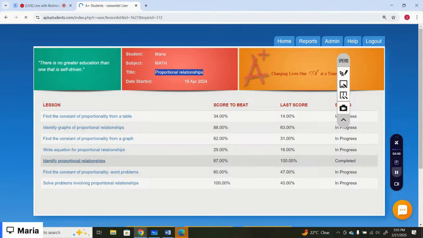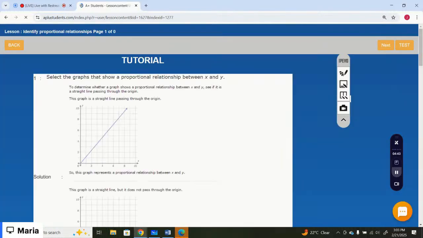Let's just start with the lesson that is identify proportional relationships. Select the graph that shows the proportional relationship between x and y. So to determine whether a graph shows a proportional relationship between x and y, see if it is a straight line passing through the origin. So this graph is a straight line passing through the origin. So this graph represents the proportional relationship between x and y.